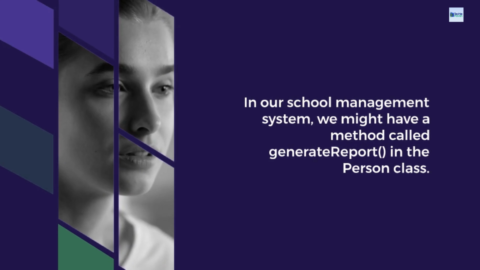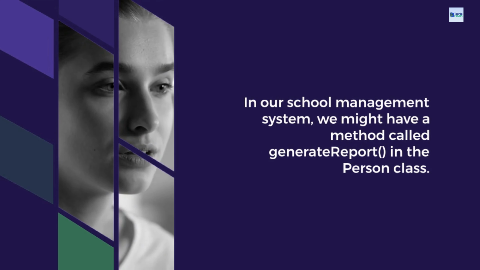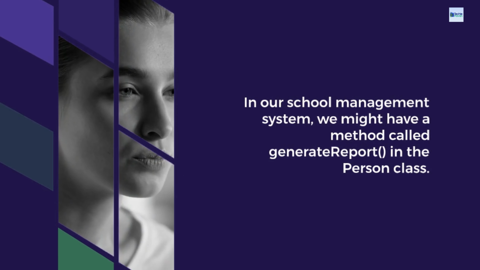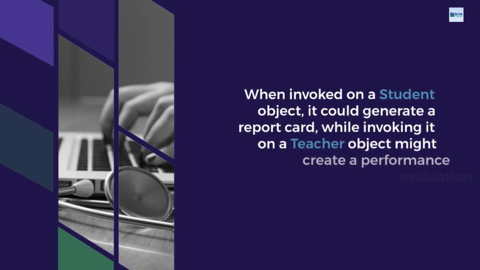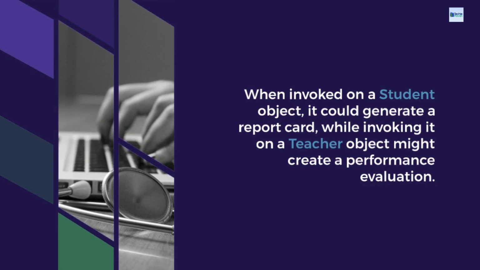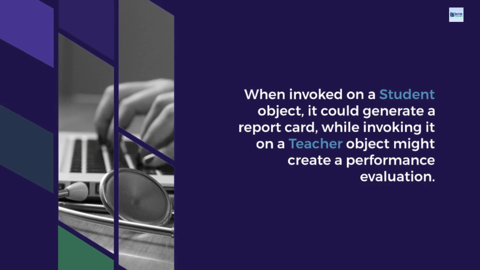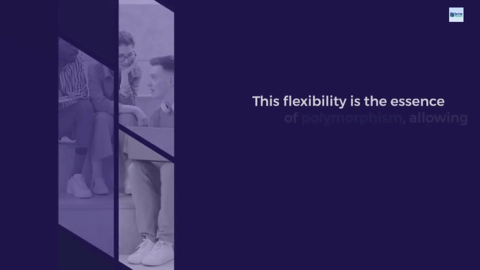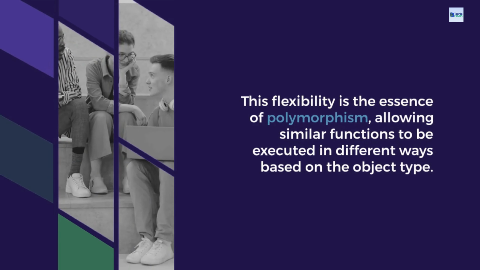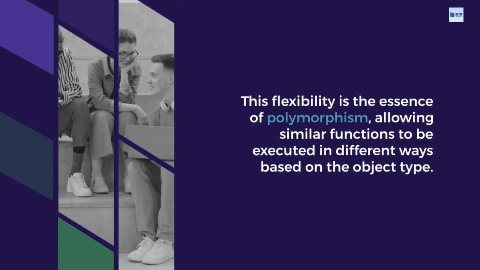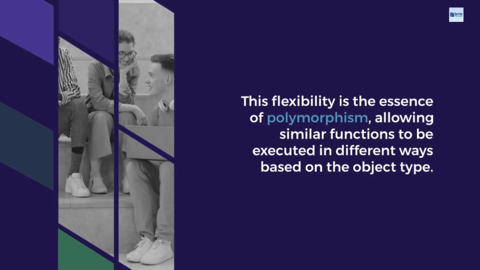In our school management system, we might have a method called GenerateReport in the Person class. When invoked on a Student object, it could generate a report card, while invoking it on a Teacher object might create a performance evaluation. This flexibility is the essence of polymorphism, allowing similar functions to be executed in different ways based on the object type.